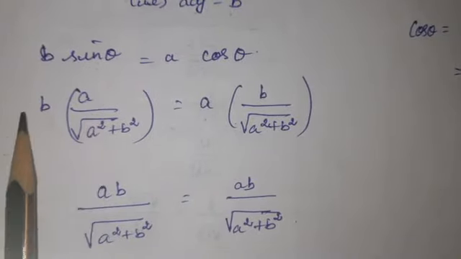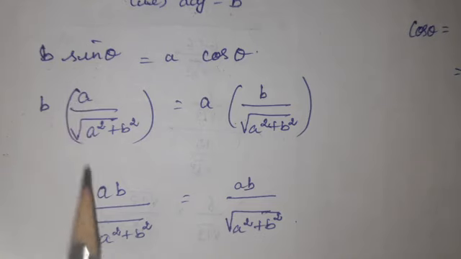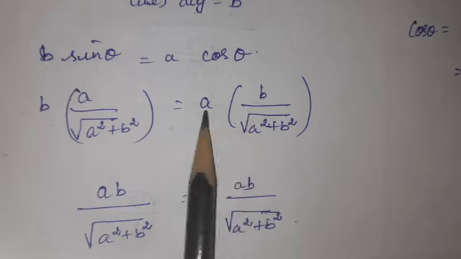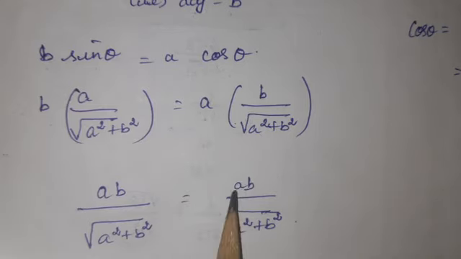B and A, we can multiply this one. It will come as AB divided by square root of A square plus B square is equal to, here also we can multiply, that is A into B is AB divided by square root of A square plus B square. When you see this one, you will get an equal answer. So we proved that both are equal.